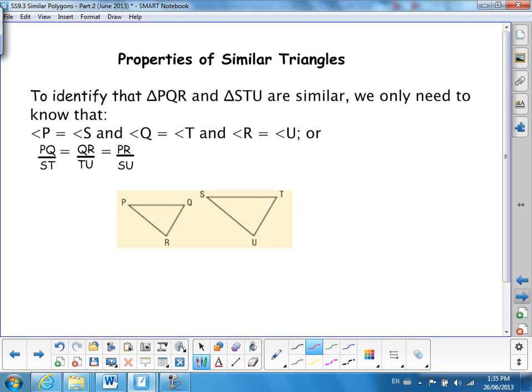Okay, so we're going to take a look at this similar triangle. So angle P and angle S are going to be equal, angle Q and angle T are going to be equal, angle R and angle U are going to be equal, or we're going to find out that the matching corresponding sides are in proportion.